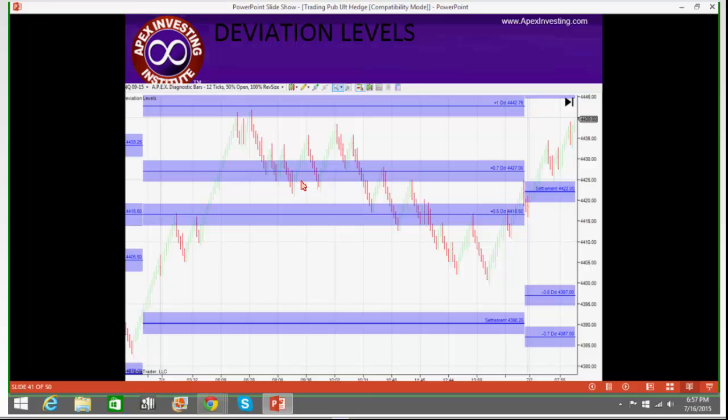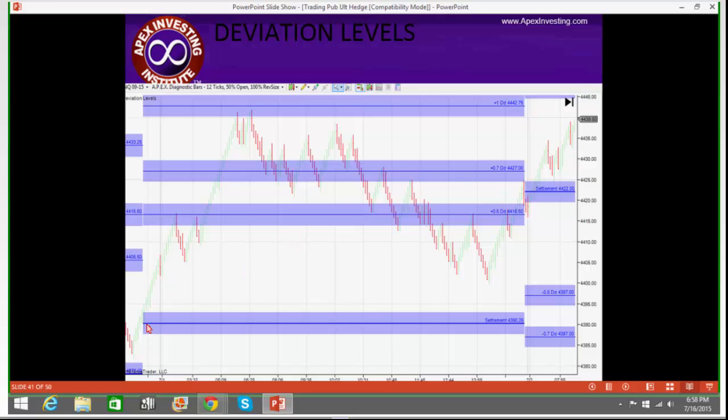Deviations, these are so powerful. These are looking more at the whole day's expected move, okay? And these plot directly on NinjaTrader charts. It shows settlement, and it shows plus 0.5 deviation, plus 0.7, plus 1. Then underneath there would show minus 0.5, minus 0.7, and so on. These guys are incredibly accurate. You can slap them on a chart and see they're incredibly accurate.